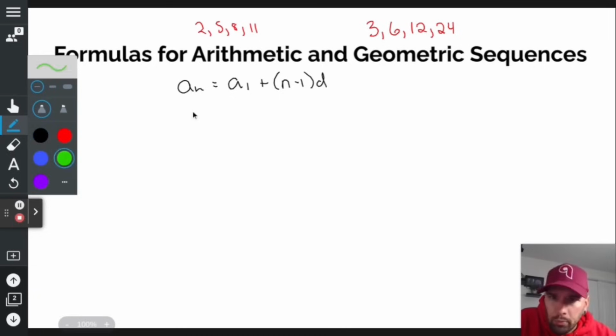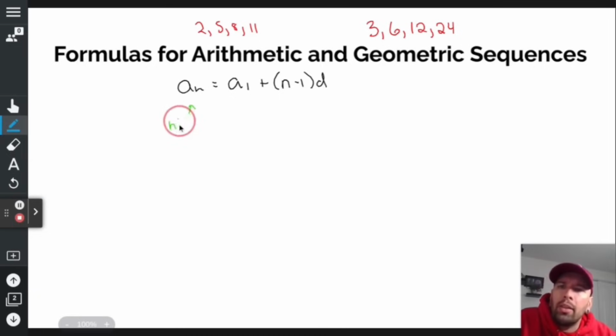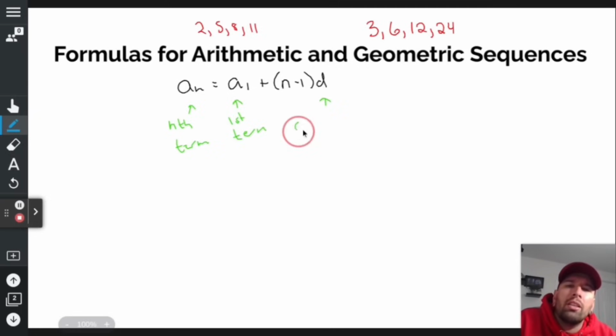Again, a sub n is the nth term, a sub 1 is the first term, n has to do with the term that you're dealing with, and d is the common difference, what you add to get from one number to the next.